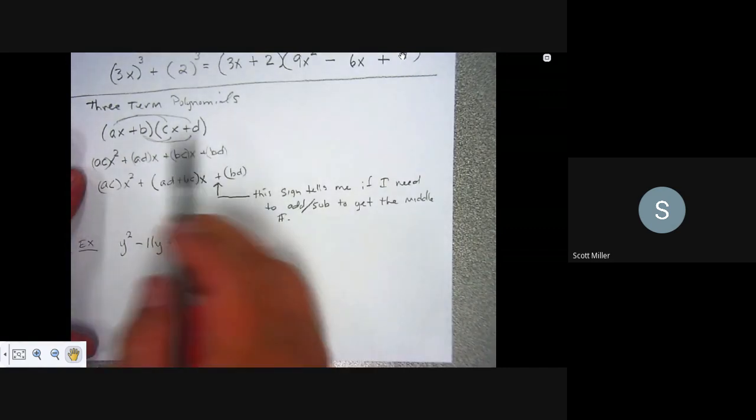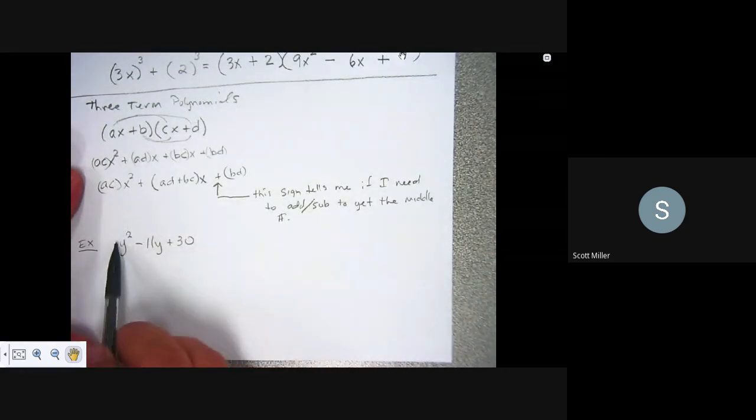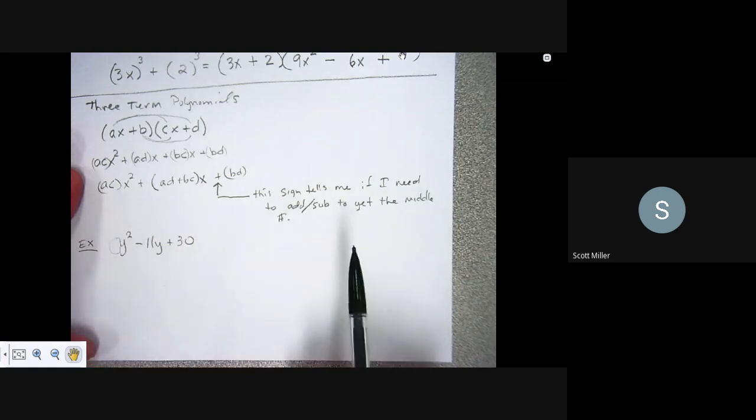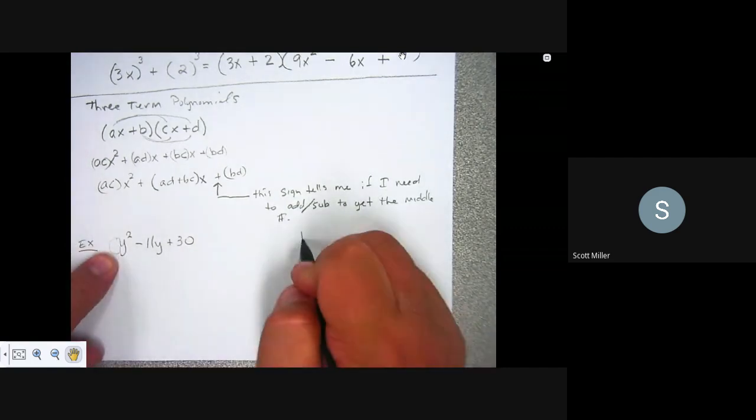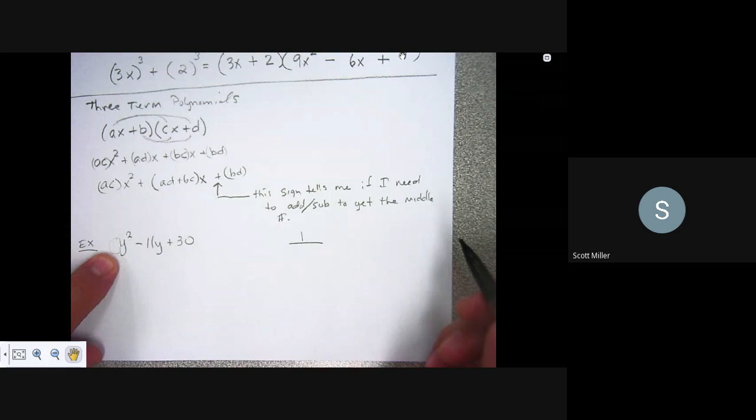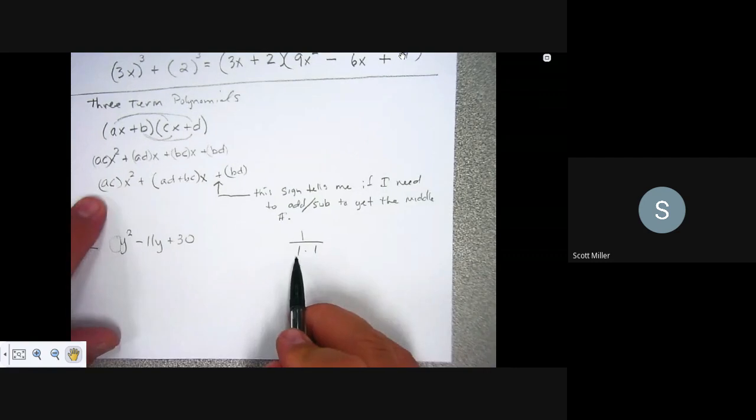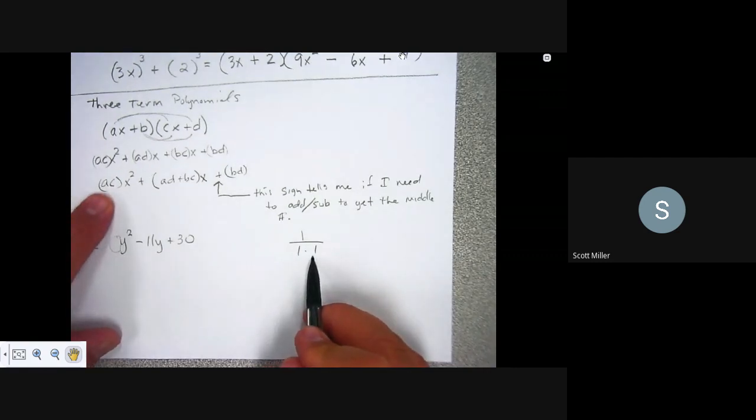So based off of our thing right here, a times c is this number in front, which is a 1. So 1 is the first coefficient. There's only one way to get a 1: 1 times 1. So that means a is 1 and c is 1. Does everybody see that?